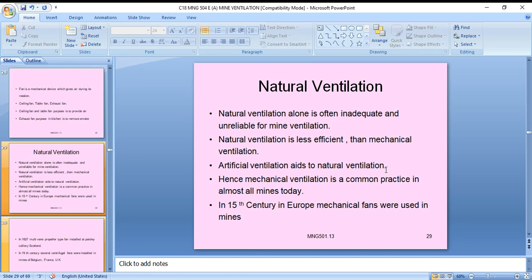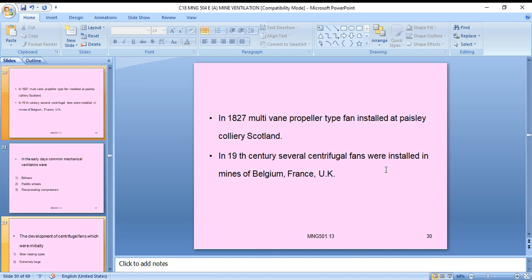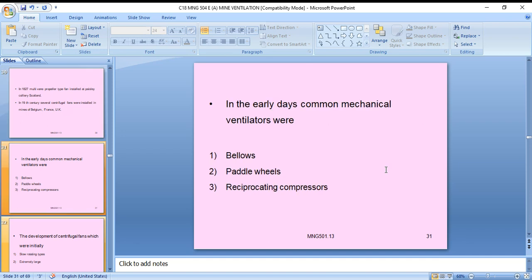In the 15th century, in Europe, mechanical fans were used in mines. So you can imagine, in the 15th century itself, European countries were using them. In 1827, a multi-vane propeller fan was installed in Scotland. In the 19th century, in France and the UK also, and in mines in the Karnataka area, they were applied in the 19th century. The Kolar Gold Fields also used them.